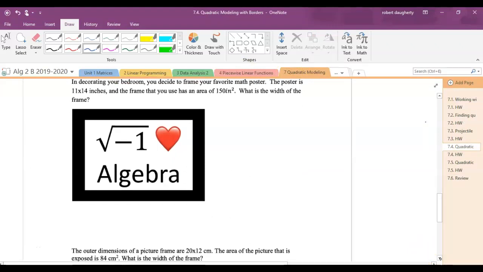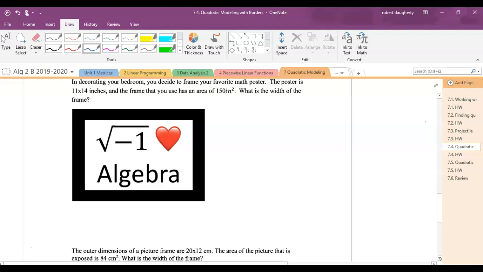You are decorating your bedroom and you go find a nice math poster. What does this mean? There we go. So that's tying back to complex numbers. I love algebra. Okay. You decide that you want to frame your favorite math poster. The poster is 11 by 14, and the frame you use has an area of 150 square inches. What is the width of the frame?